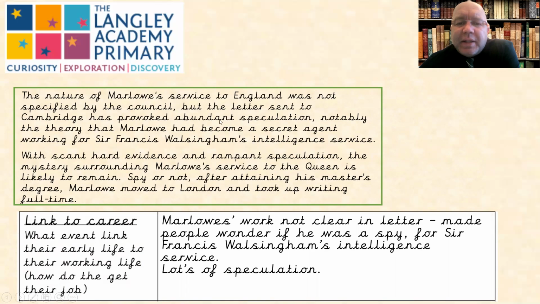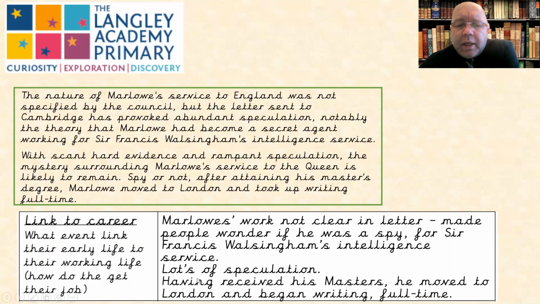And then we've been able to pad that out and create an almost complete paragraph, really, talking about this idea of what evidence was actually available to prove, yes or no, whether Marlowe was a spy or what he was actually doing when he disappeared on these various jobs. Okay. And then ultimately, thanks to this letter, he did get his master's and he moved himself to London and took up writing full time.